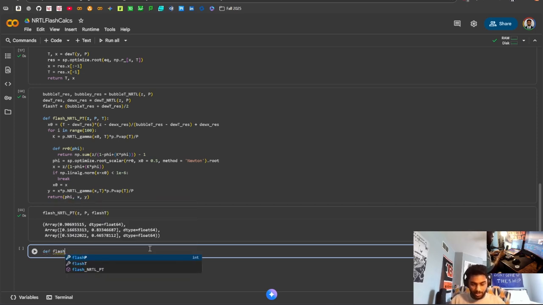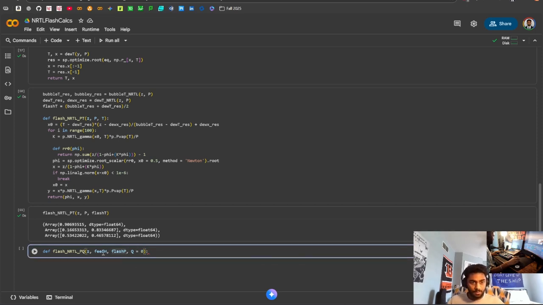So flash NRTL. We're talking about a function that has inputs of our composition. We have some sort of feed enthalpy for our reaction. We're going to have a flash pressure. And we are going to have some Q, which is our heat. And that's going to be equal to 0 because we do not want to generate heat in our system.